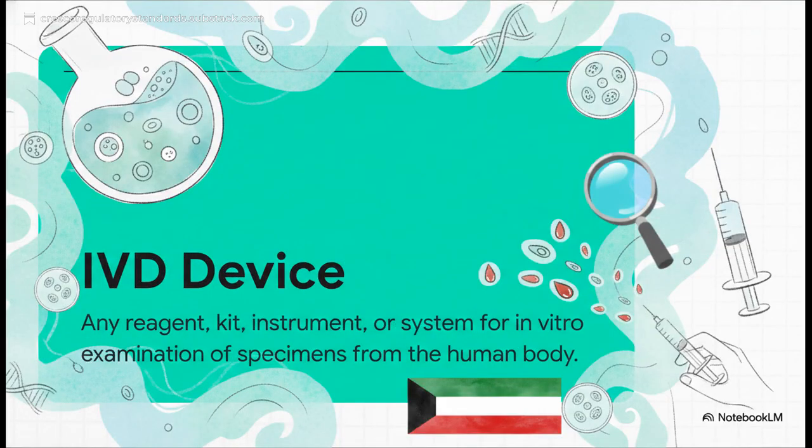And then there are IVDs. The key phrase to remember here is in vitro, which literally means in glass. So unlike the devices we just talked about that might go in or on a person, these are for testing stuff outside the body. Think of a lab running tests on blood or tissue samples. That's the world of IVDs, and they're all about providing that critical diagnostic info.